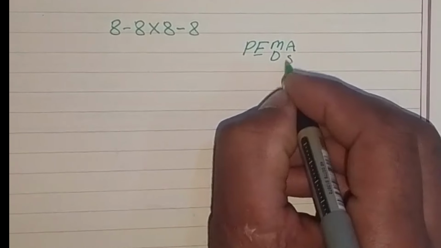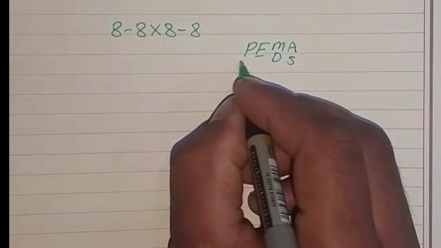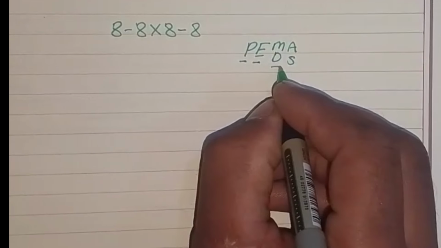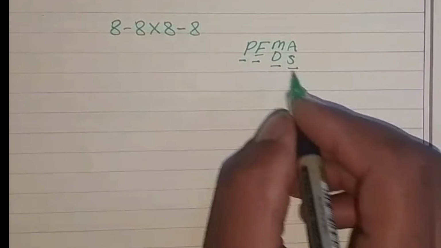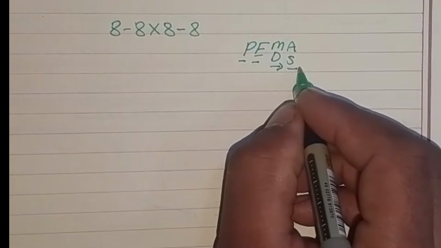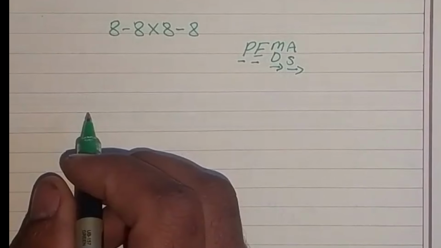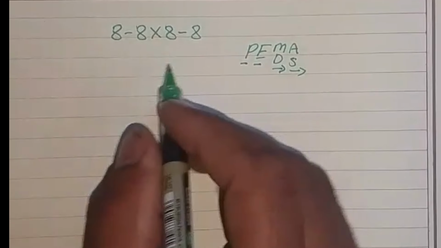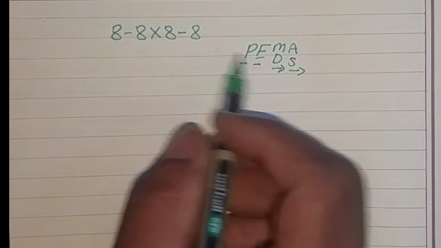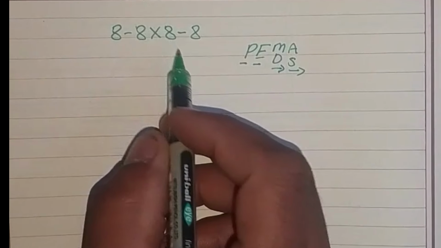According to the PEMDAS rule, first we solve parentheses, then exponents, then multiplication or division, and then addition or subtraction. Multiplication or division we solve from left to right, and addition or subtraction we solve from left to right. Now, according to the rule, first we solve multiplication.